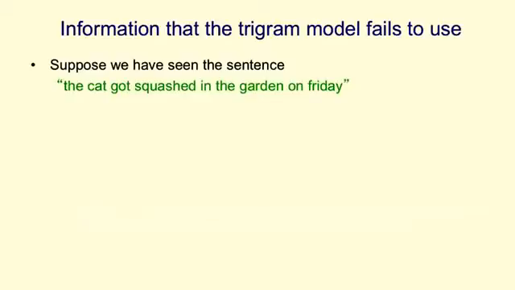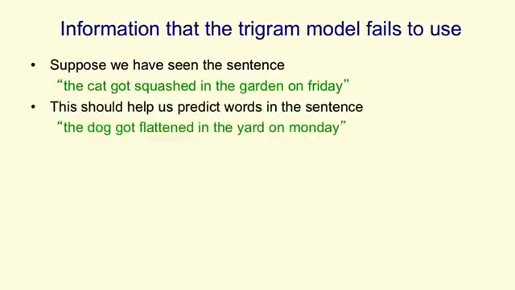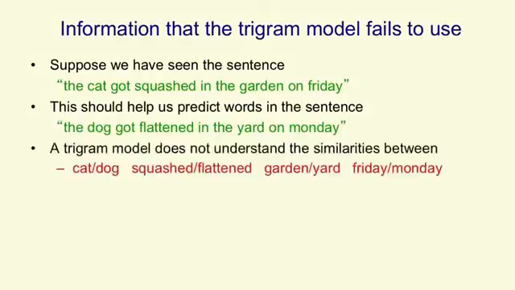Now, the trigram model fails to use a lot of obvious information that will help you predict the next word. Suppose, for example, you have seen the sentence, "The cat got squashed in the yard on Friday." That should help you predict the words in the sentence, "The dog got flattened in the yard on Monday." In particular, the trigram model doesn't understand the similarities between words, like cat and dog, or squashed and flattened, or garden and yard, or Friday and Monday. So it can't use past experience with one of those words to help it with the other one.